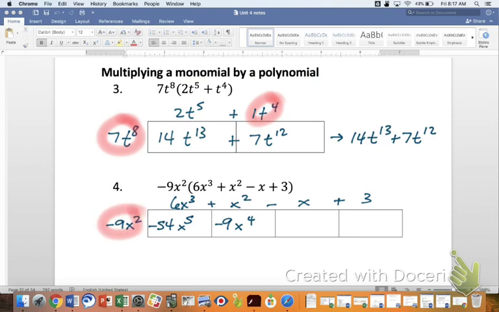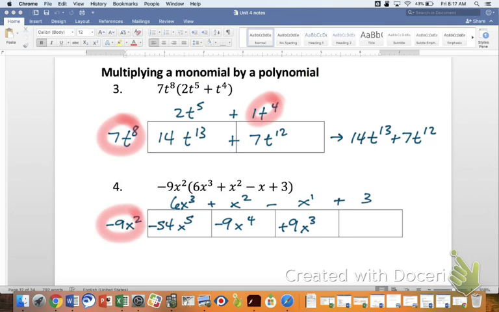Next, I'm going to multiply these two together. Negative 9x squared times negative 1x. So negative 9 times negative 1, of course, is positive 9. And then x to the 2 times x. Let's remember that this is really x to the first. So like before, when you're multiplying your like bases, you add your exponents. And of course, 2 plus 1 is 3.